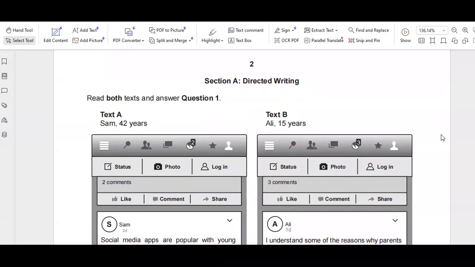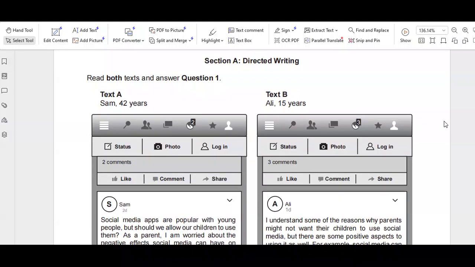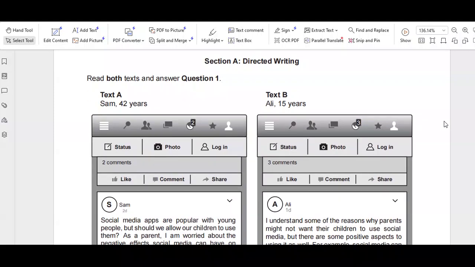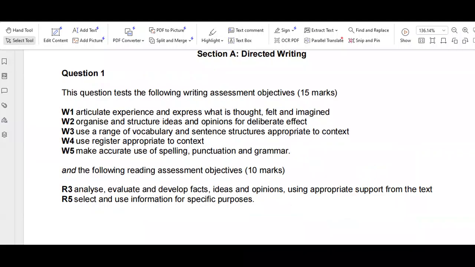So, Section A, directed writing. As the name says, directed writing means that we are supposed to write under certain set directions or instructions. In this section, we would be assessed on the basis of both our reading and writing skills. The writing skills which are going to be assessed in this section are the assessment objectives for writing, W1 to W5, and the reading skills are going to be R3 and R5 only.